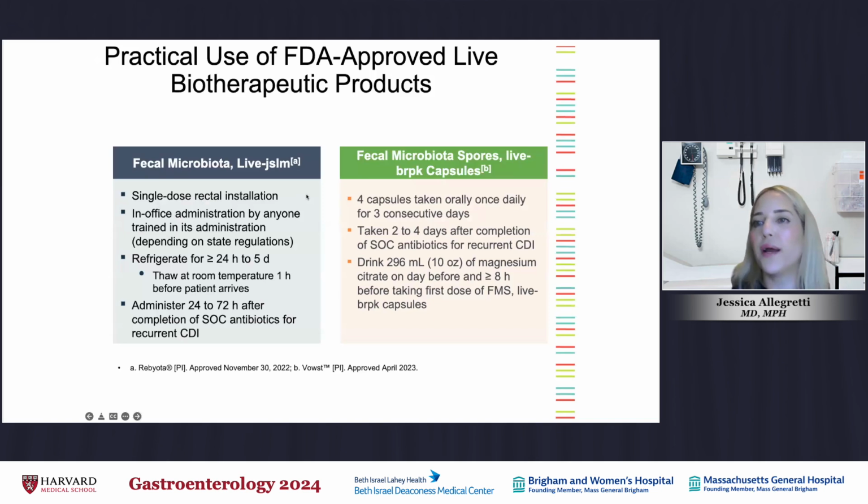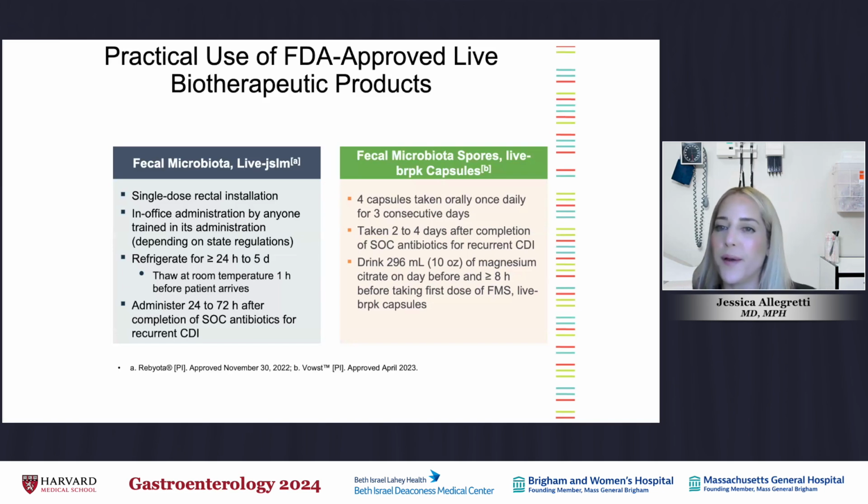So if we're going to compare and contrast these two, again, fecal microbiota live, JSLM, is a single dosed rectal administration done in the office, can be refrigerated for up to 5 days after being pulled out of the freezer, and should be administered after a 24 to 72-hour washout of those standard of care antibiotics.